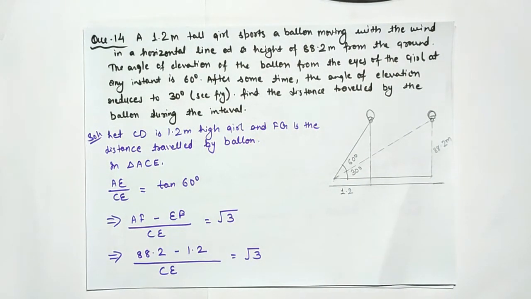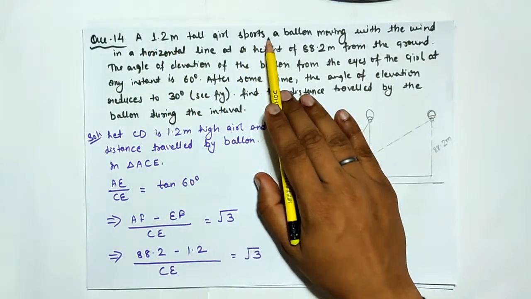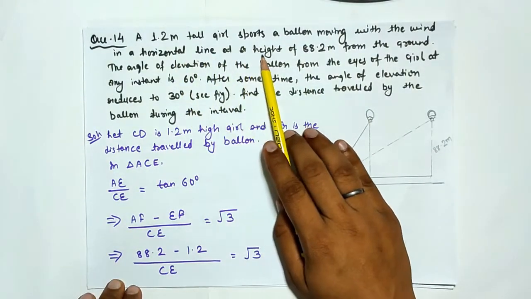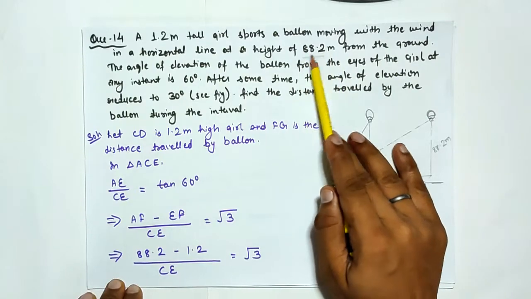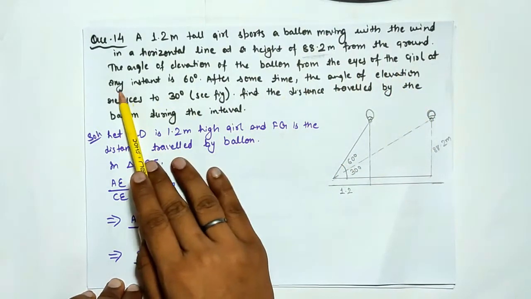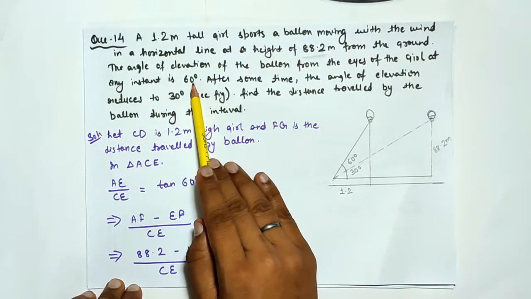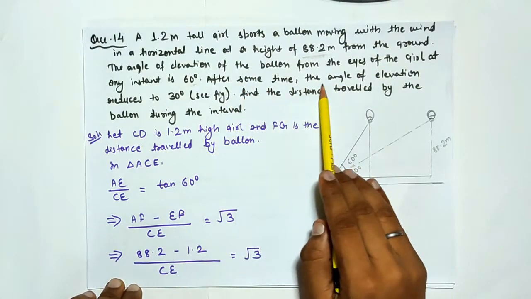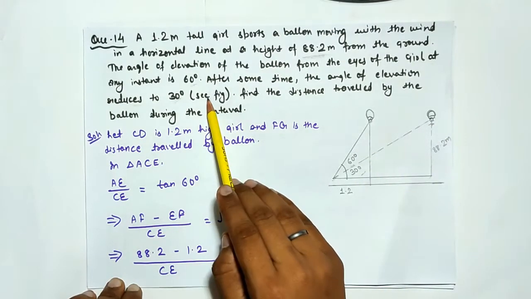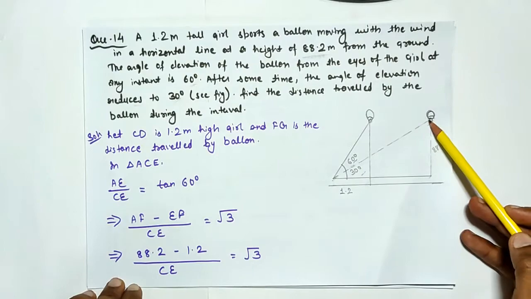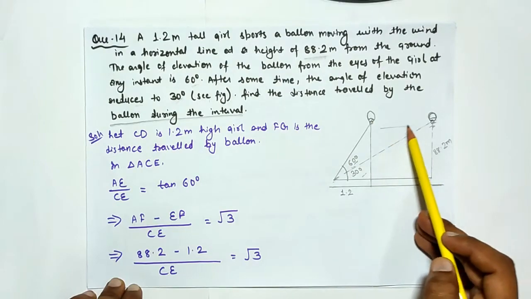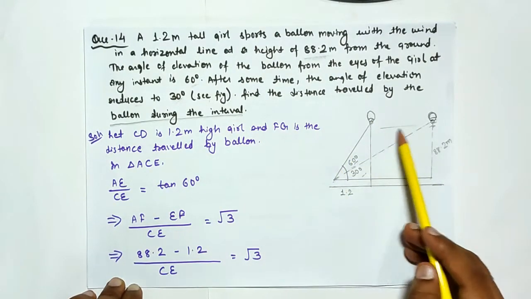Question number 14 says, a 1.2-meter tall girl spots a balloon moving with the wind in a horizontal line at a height of 88.2 meters from the ground. The angle of elevation of the balloon from the eyes of the girl at any instant is 60 degrees, that is given. After some time, the angle of elevation reduces to 30 degrees. See the figure. This is 60 degrees, and after some time, it is 30 degrees. Find the distance traveled by the balloon during the interval. So we have to find the distance traveled by the balloon during this interval.